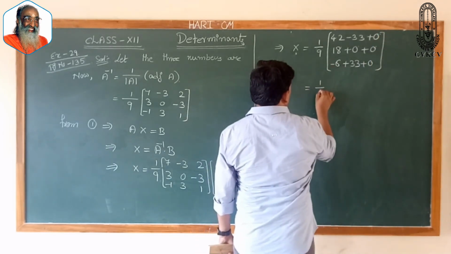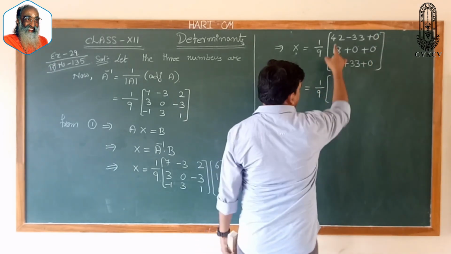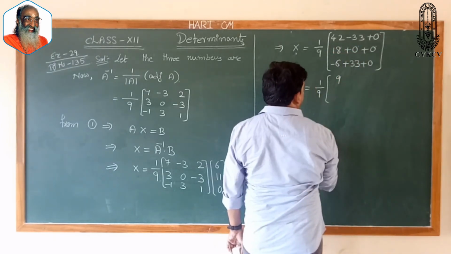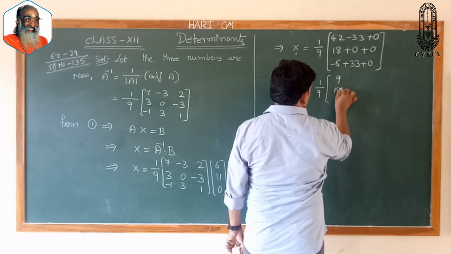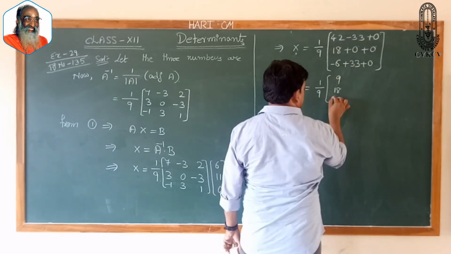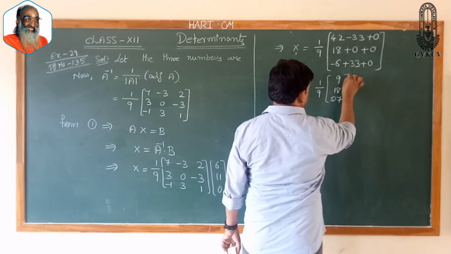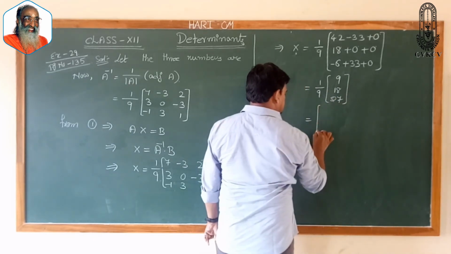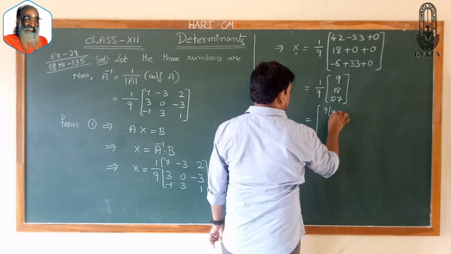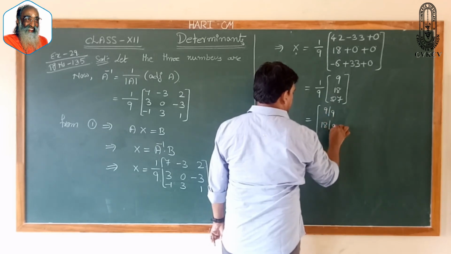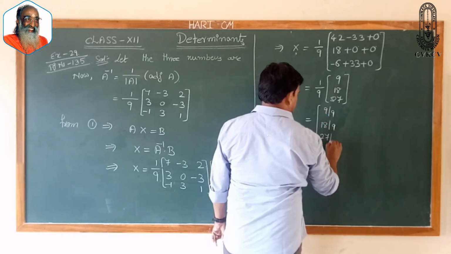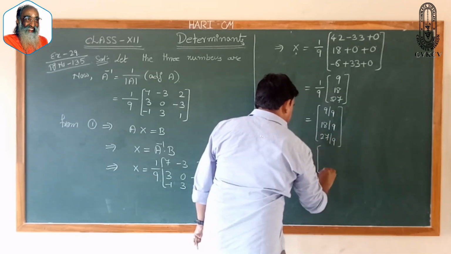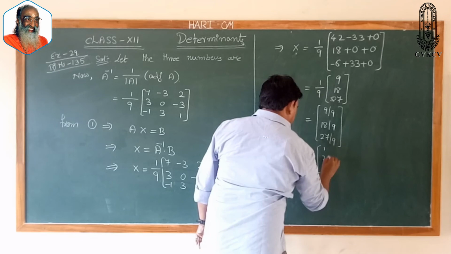Now 1 by 9 into 42 minus 33. How much did we get? 9. 18. 33 minus 6, 27. This 1 by 9 also multiplies inside, so that you have 9 by 9, 18 by 9, 27 by 9. Which gives us 1, 2, 3.